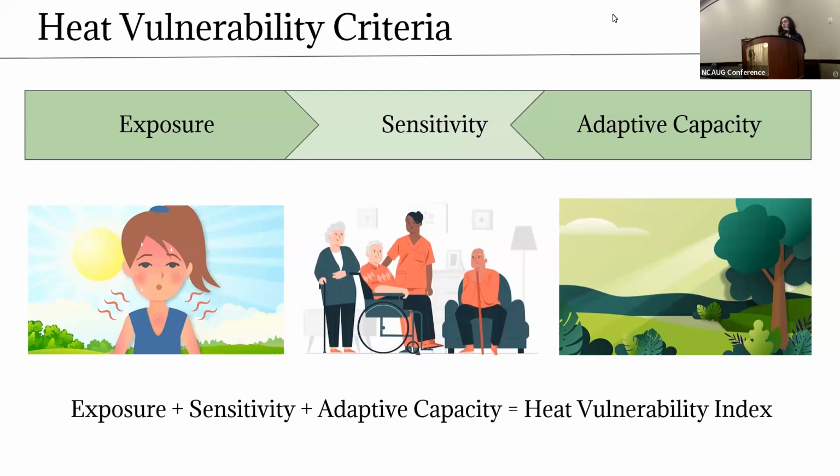And then our third criteria is adaptive capacity. So this is going to show what means people have to adapt to these temperatures. For this criteria, we chose to look at vegetation primarily. We did that because Buncombe County is in a temperate rainforest area where we do get a lot of rainfall, and vegetation is everywhere here. And we have lots of different tree species, et cetera.